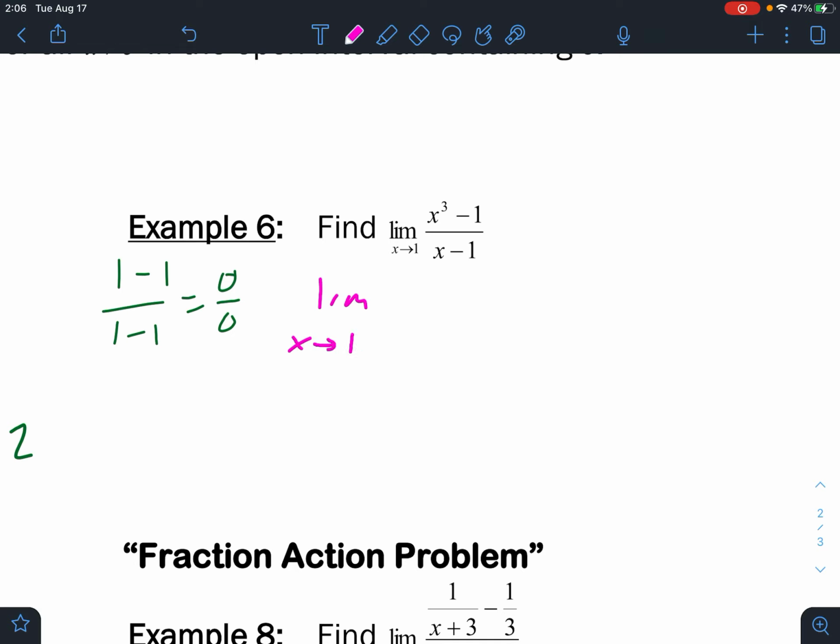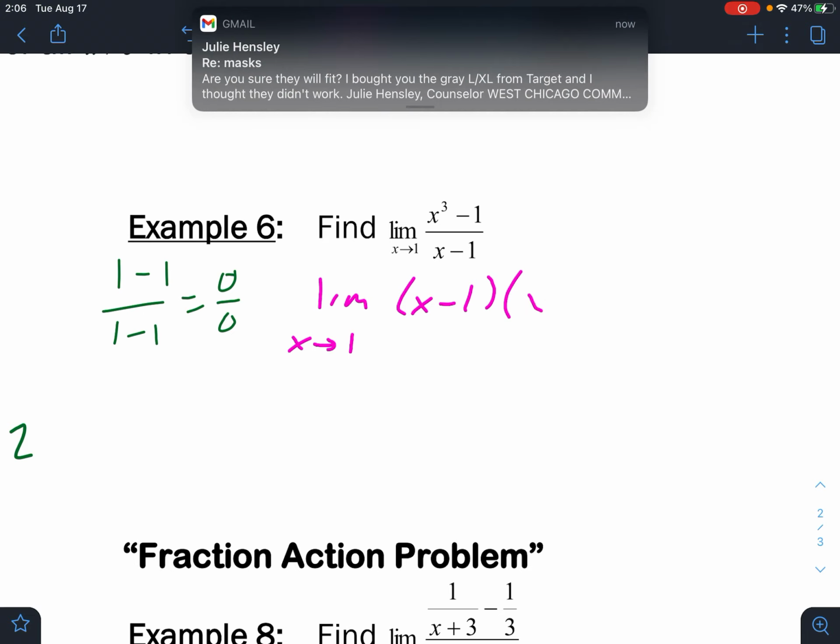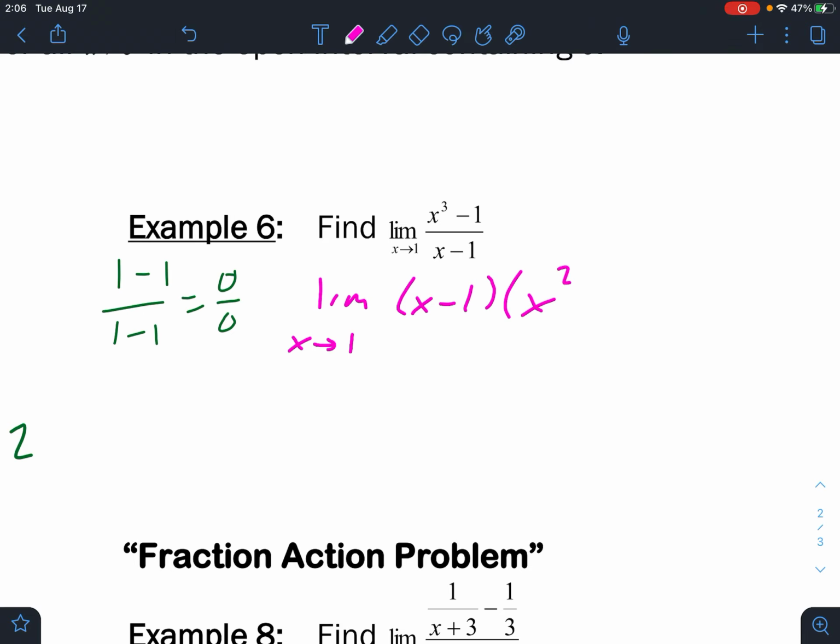This is a special difference of cubes formula that you should hopefully know from your previous math classes. It factors to (a minus b) times (a squared plus ab plus b squared), all over our denominator, x minus 1. And now we can cancel these two out.